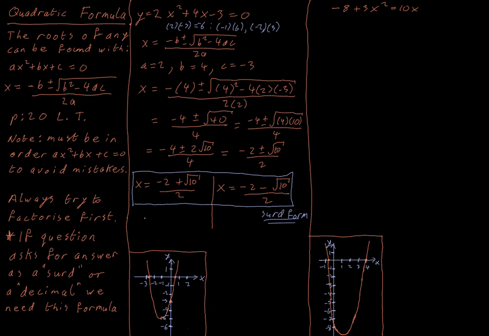But sometimes we will be asked to give it to, say, 2 decimal places, in which case we put this into our calculator exactly as it's written, and we will get our answer. And to go to 2 decimal places, we would get x is approximately equal to 0.58, because this isn't giving all of the decimal places, and x is approximately minus 2.58. And this would be our answer to 2 decimal places.